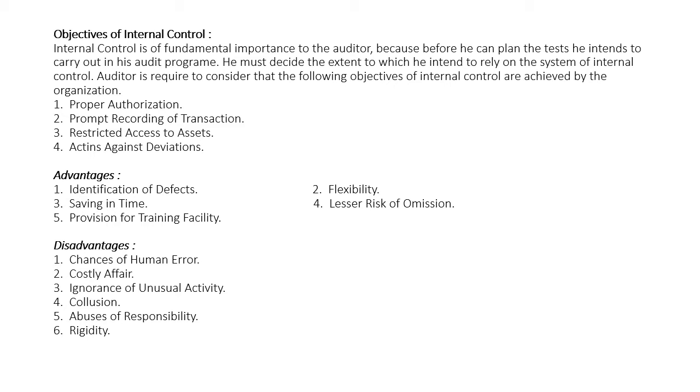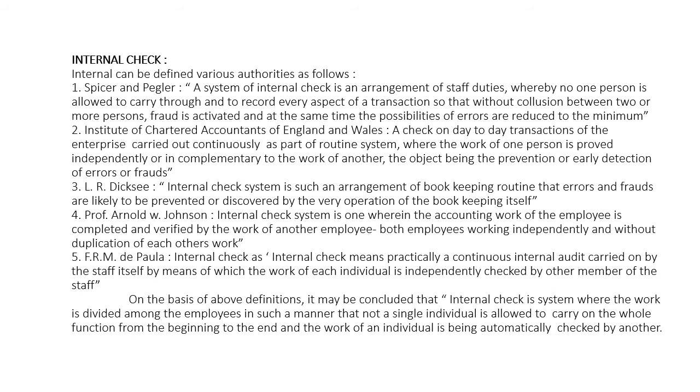Fifth is absence of responsibility. It may happen that a person responsible for exercising control abuses that responsibility, and thereby it is disadvantageous. And last is rigidity. There is a possibility that the system may become inadequate due to changes in the conditions and compliance with procedures may deteriorate, and thereby rigidity is a disadvantage of this system. In this way, these are the advantages and disadvantages of an internal control system.